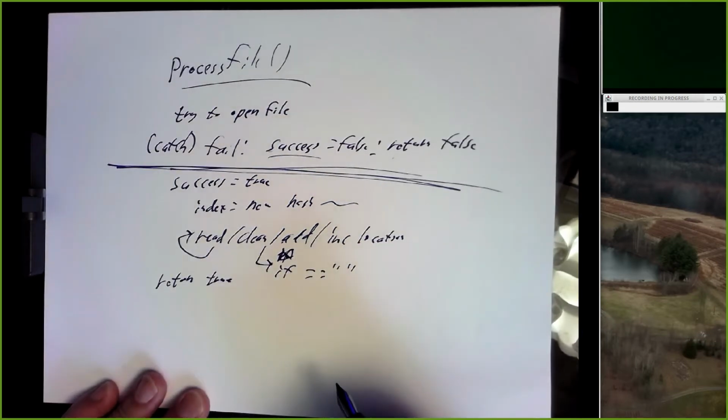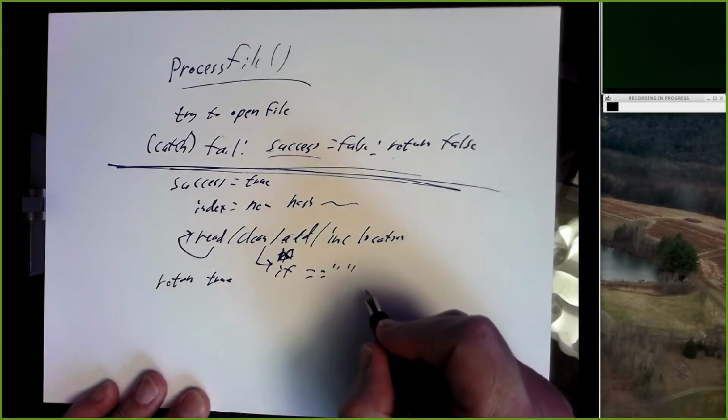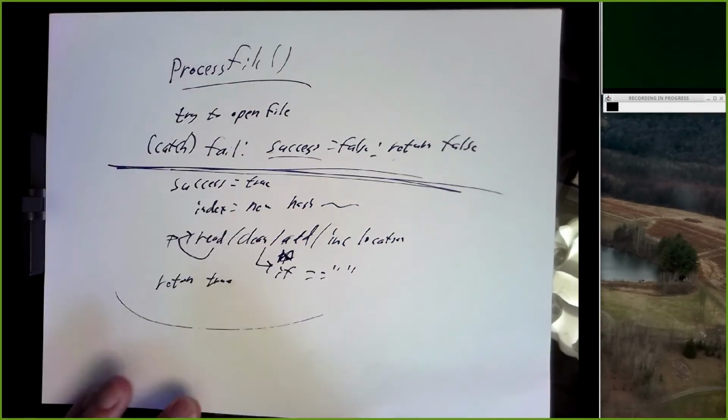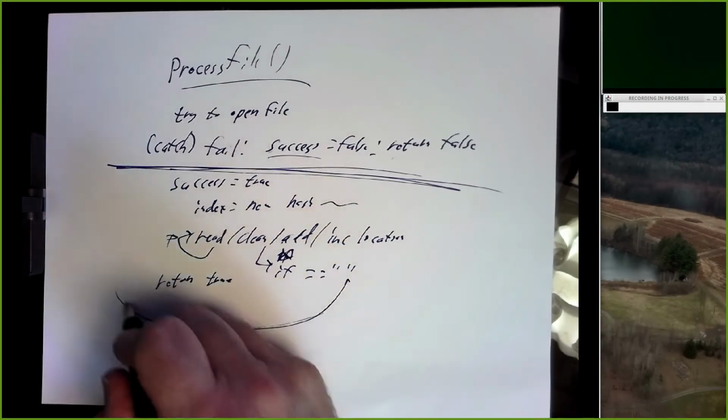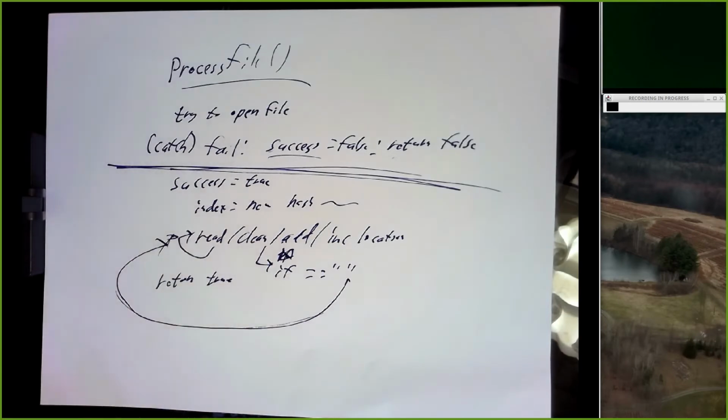But if your string is empty, then just go back up and read the next word. So if you have an empty string after you clean up your input, don't add it to your hash table, don't increment your location. Just ignore it, go back and read the next word. So do a continue or something.